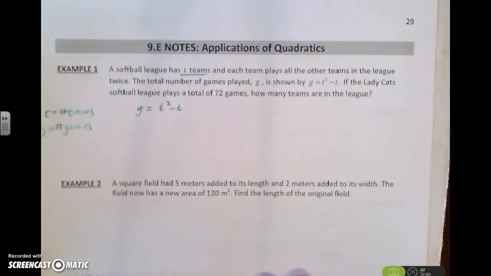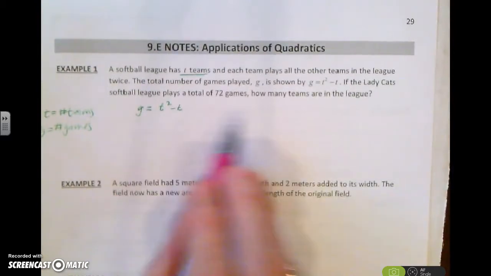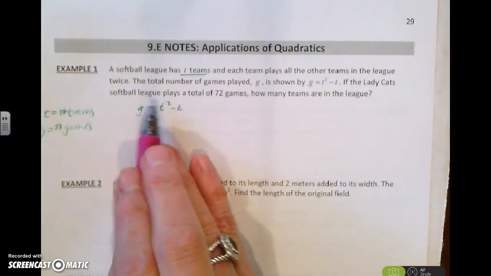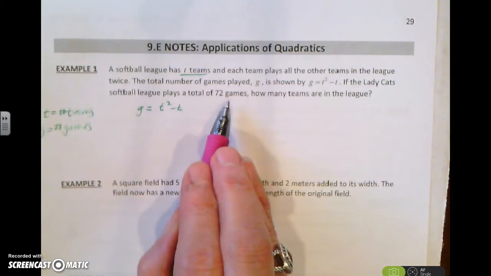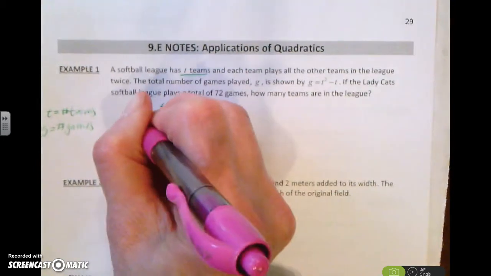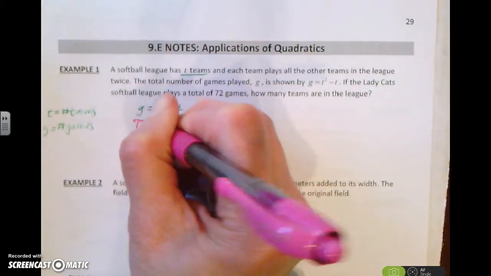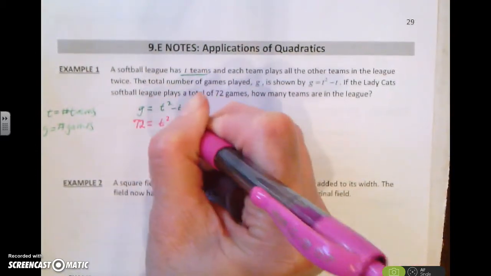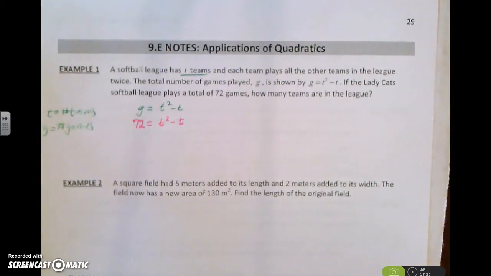So for our equation then, if it says that the league plays a total of 72 games, since 72 represents games, we'll put it in for the G. So 72 is equal to T squared minus T. Now we need to solve this for T.